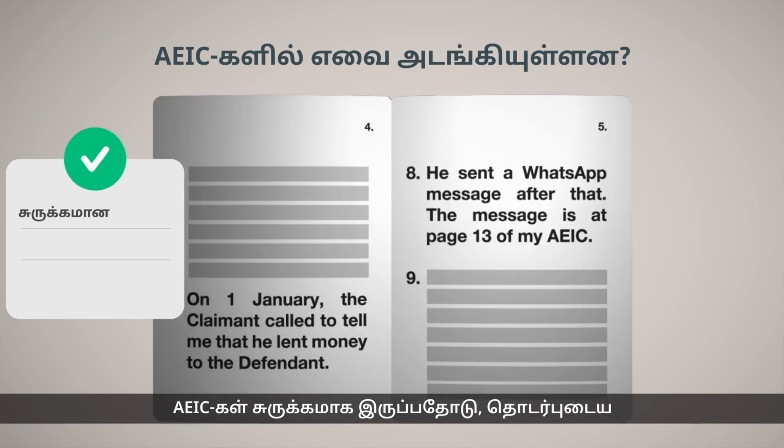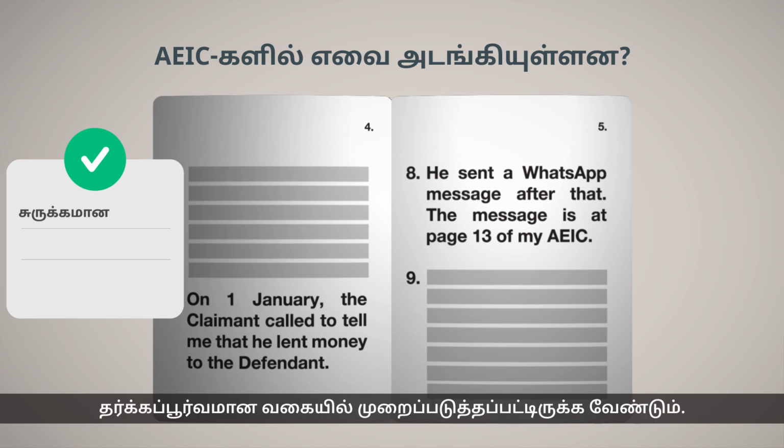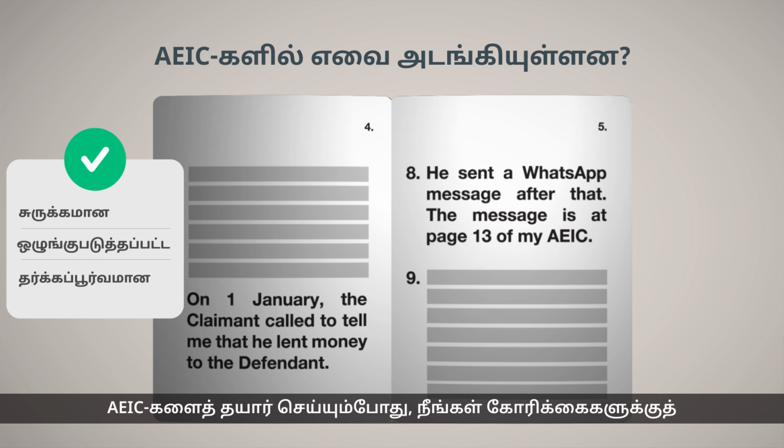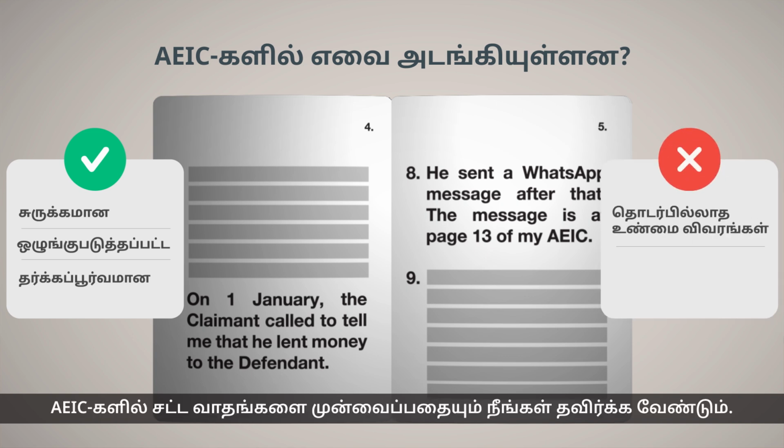AEICs should be concise and set out relevant facts. It should be structured in an organized and logical way. When preparing the AEICs, you should try to avoid facts that are irrelevant to the claims. You should also avoid making legal arguments in the AEICs.